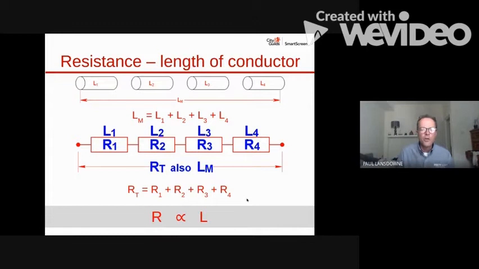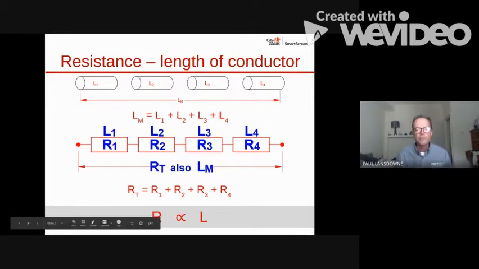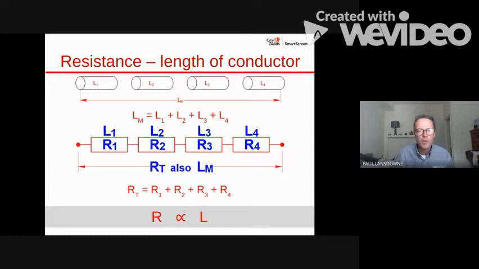So the longer the cable, the more the resistance goes up. If we have a shorter piece of cable, we get a certain resistance. If we double the length of that cable, we double the resistance. And we'll go through some more of these examples in a minute.